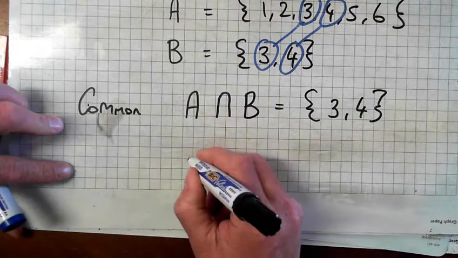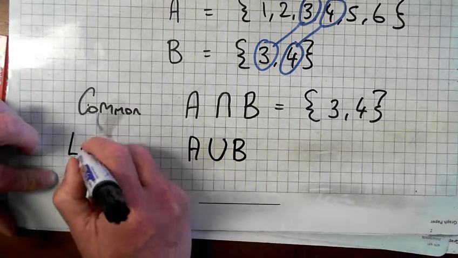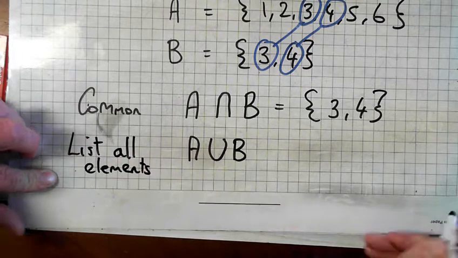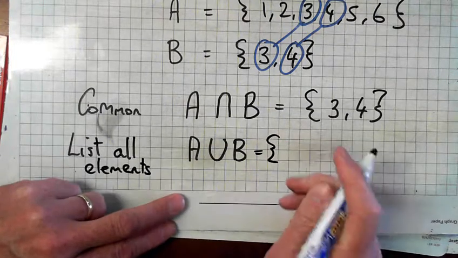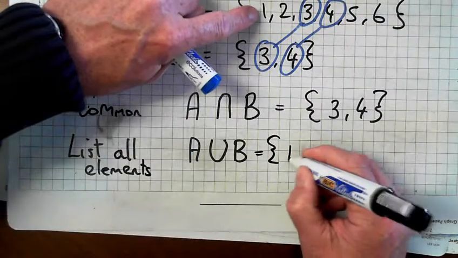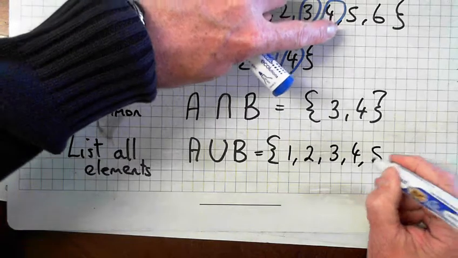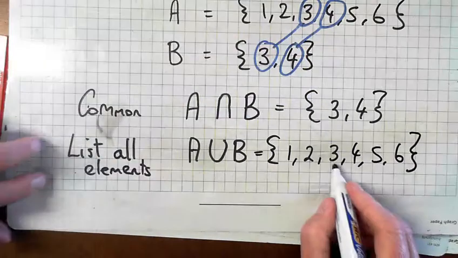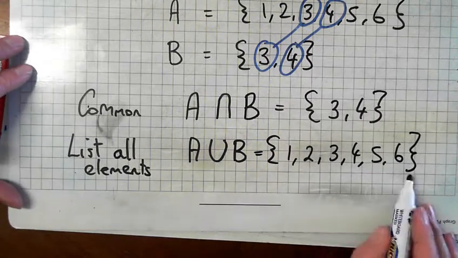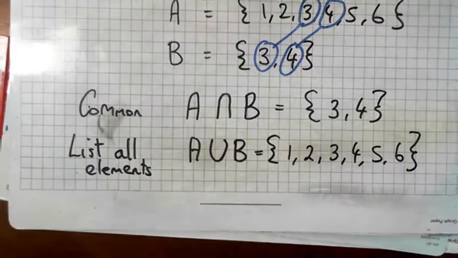All right, I'm going to do this one here. A union B means list all elements. Look up. Okay, so this time I'm going to list all the elements in A and B. So we'll start off with the lowest. We go 1, 2, 3, 4, 5, and 6. Do I have to list it twice? No. All the elements in A and B. Union: list all elements in A and B. Okay? So there's another good example.